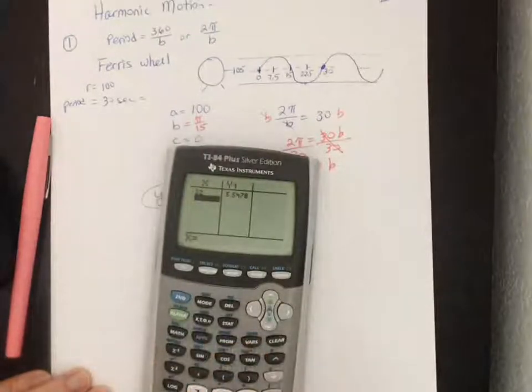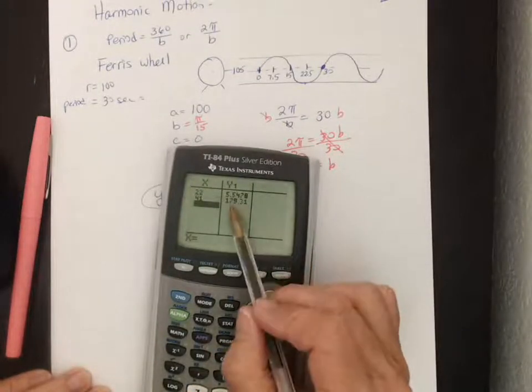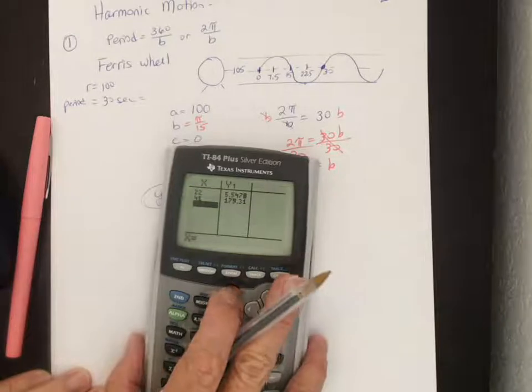So again, I'm going to come back here and put in 41. And the rider is at 179.31.